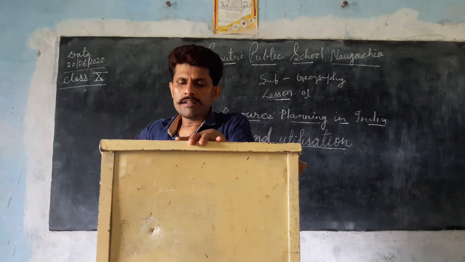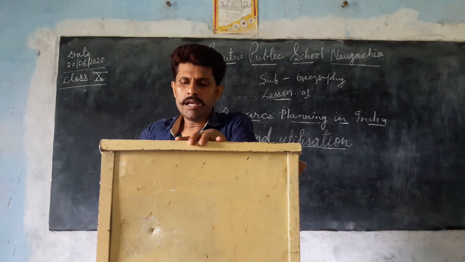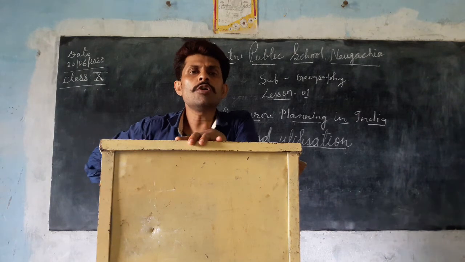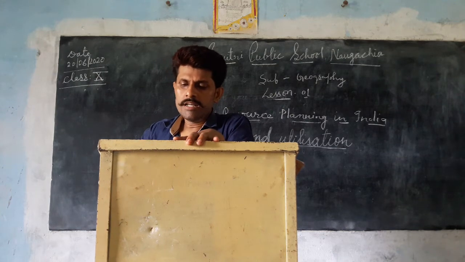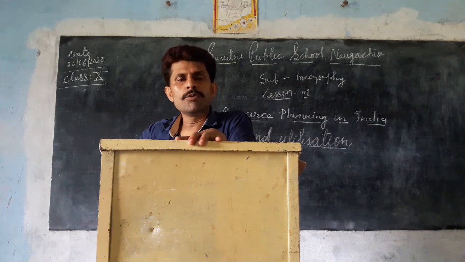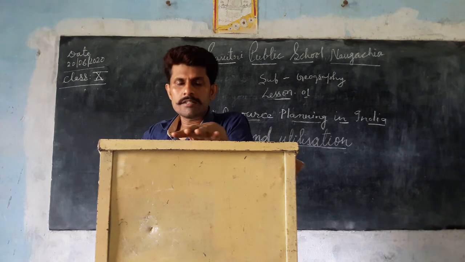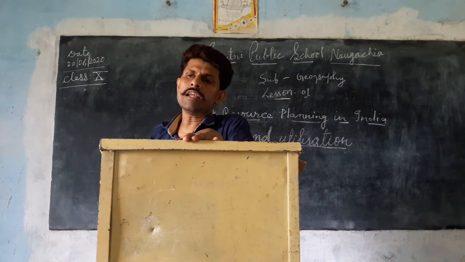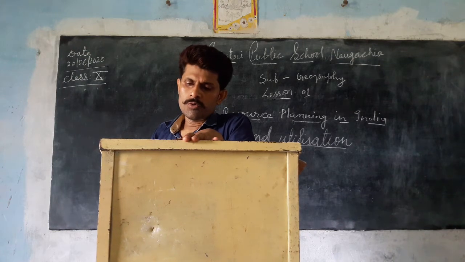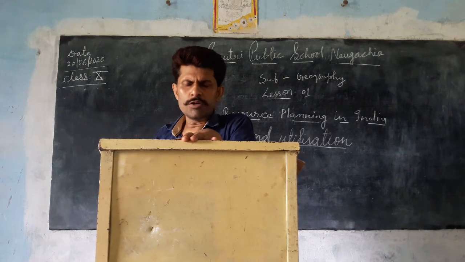Second one is land under miscellaneous tree crops and groves. These are also not included in the net sown area. In this, third one is culturable waste land that is left uncultivated for more than 5 agricultural years. Fourth one is fallow lands. It means those lands which are left uncultivated for many years, 1, 2, 3 or many years.